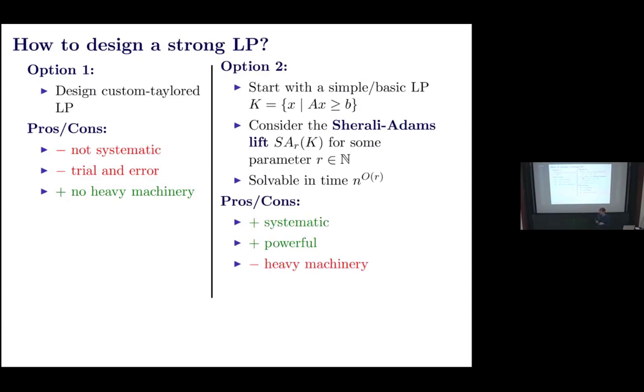You could also start with a basic LP that you know is not good, for example, the time index linear program in our case. And then you can throw this into, for example, a linear programming lift. So you can apply an LP hierarchy like Sherali-Adams to it. That will give you a stronger linear program. And now you can derive more systematically what properties this LP actually has.